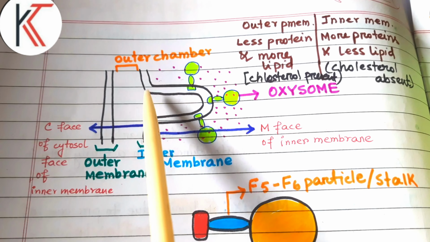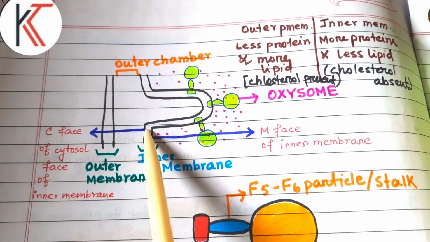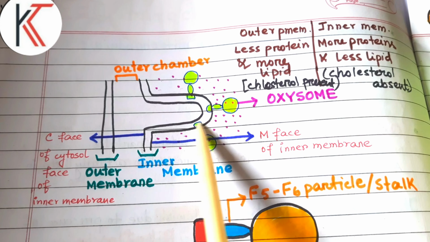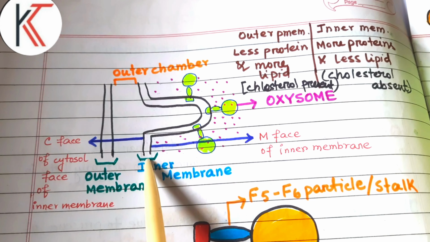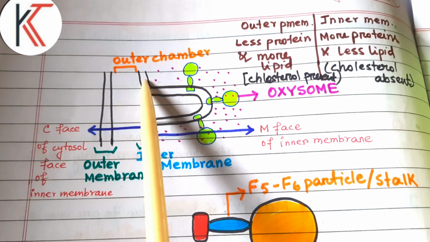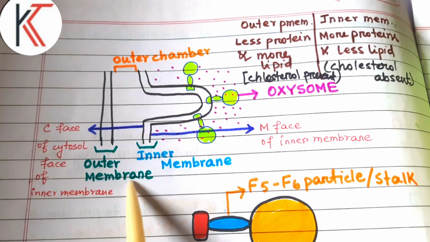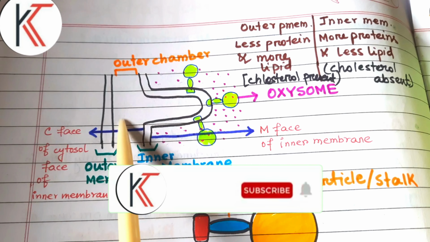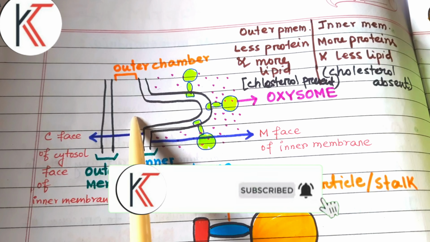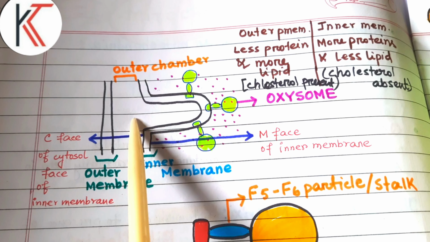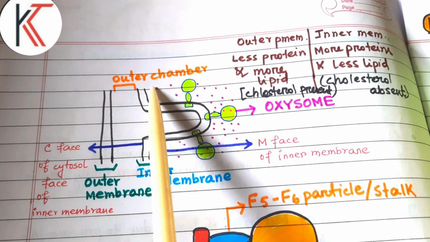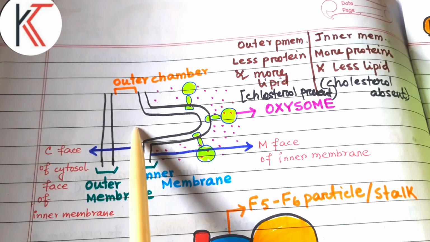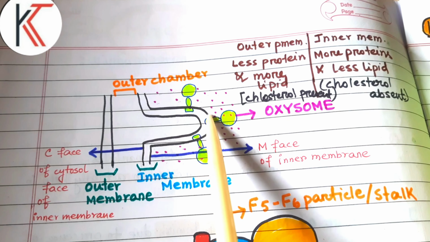See students, this is the cristae, drawn here. This is the outer membrane and this is the inner membrane, which has been folded inward. Between the outer and the inner membrane there is one chamber, which we are discussing as the perimitochondrial space. This is known as the outer chamber, and this is the inner phase.